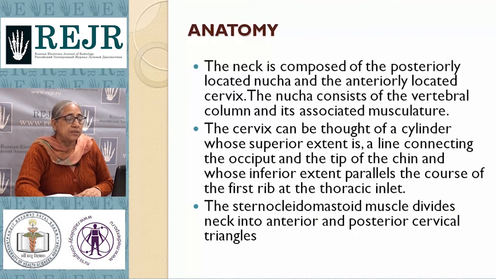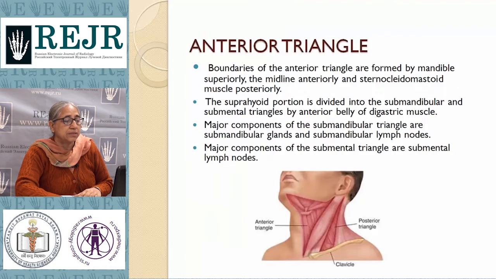Coming to the anatomy, the neck is composed of the posteriorly located nuca and the anteriorly located cervix. The nuca consists of the vertebral column and its associated musculature. The cervix can be thought of as a cylinder whose superior extent is a line connecting the occiput and the tip of the chin and whose inferior extent parallels the course of the first rib at the thoracic inlet. The sternocleidomastoid muscle divides the neck into anterior and posterior cervical triangles.